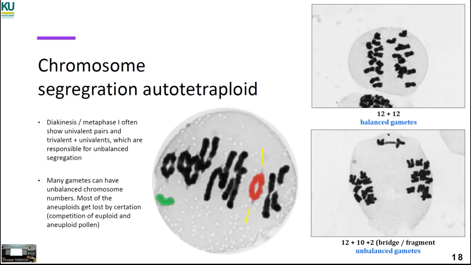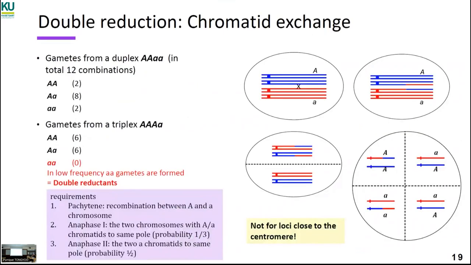And there is one other point, and I must be very careful because many people find it very difficult. If you have a gamete from a duplex, capital A, small a, you get this kind of combination. But if you have what we call the triplex autotetraploid, you would expect that none of the gametes are small a. However, you do find once in a while with certain genes that there are still some gametes with a double recessive gene. And that is what people call double reduction.